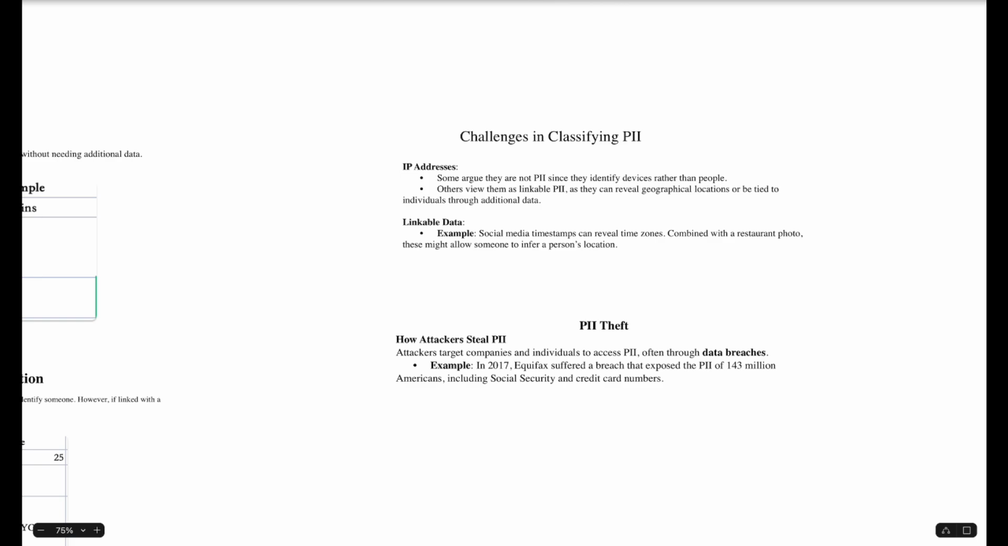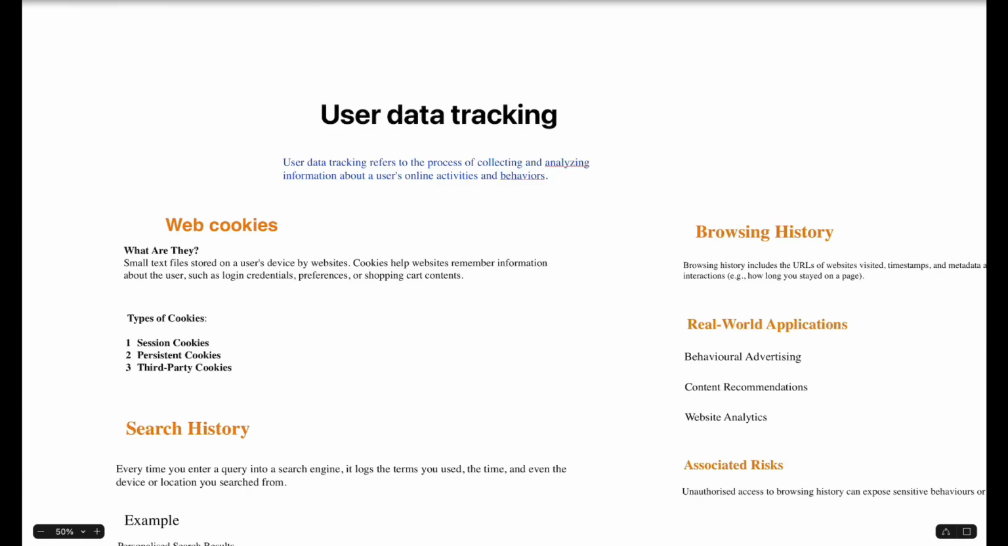And for PII theft, this is what we're going to be focusing on today. So PII theft is when attackers target companies and individuals to access their PII. This is often done through data breaches. So one of the examples could be when in 2017, Equifax suffered a breach that exposed the PII of 143 million Americans, including social security and credit card numbers.